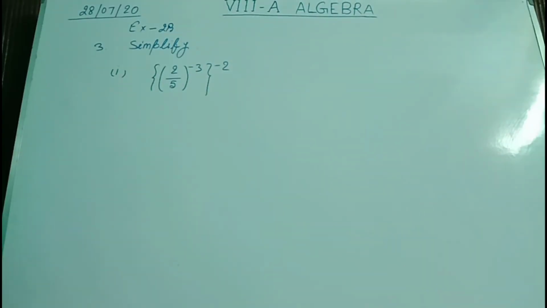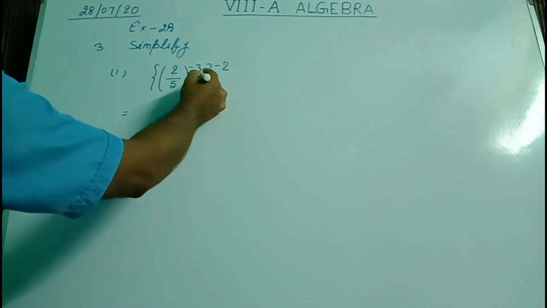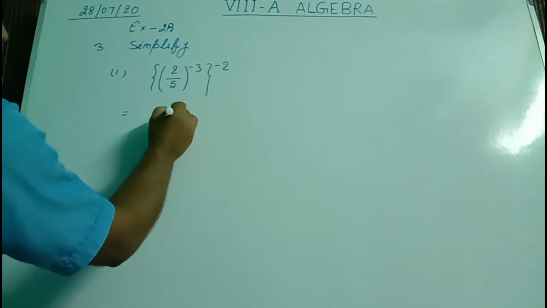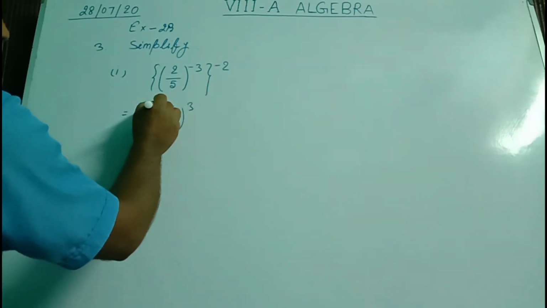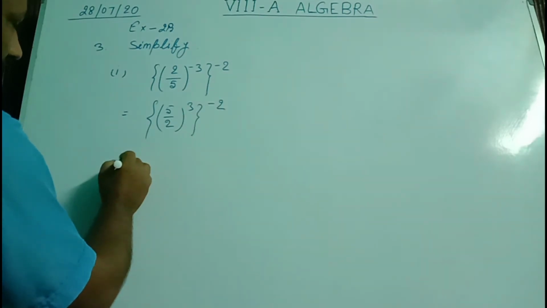In question number 3, we are asked to simplify the questions. Roman 1 is 2 by 5 to the power minus 3 whole to the power minus 2. So first of all, we will change this negative index into the positive index. For that we have to write the reciprocal of this fraction, that became 5 by 2. Close the bracket. Here is whole cube, middle bracket also closed, to the power minus 2.